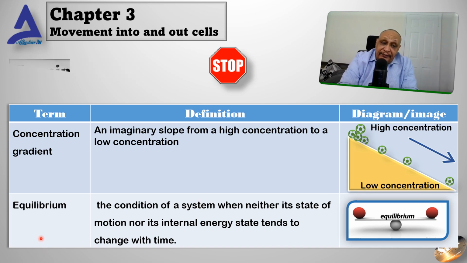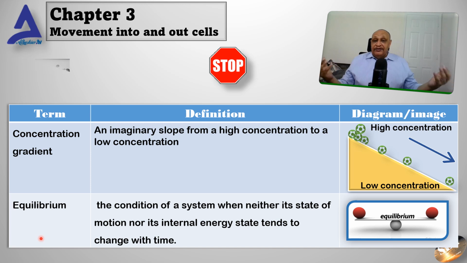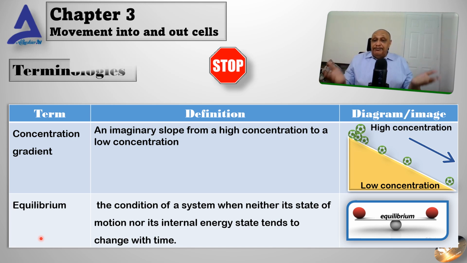And equilibrium is the condition of a system when neither its state or motion nor its internal energy state tends to change with time. So simply, it is like a balance where this amount is equal to this amount. So there is no movement between the balance. The two hands of the scale don't move up and down. They are in an equilibrium state.